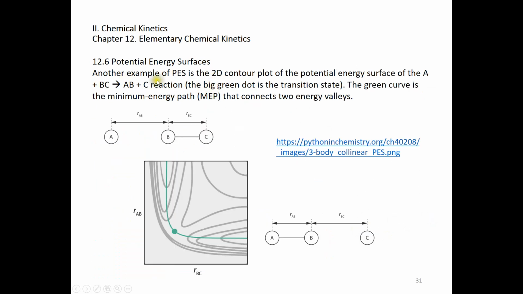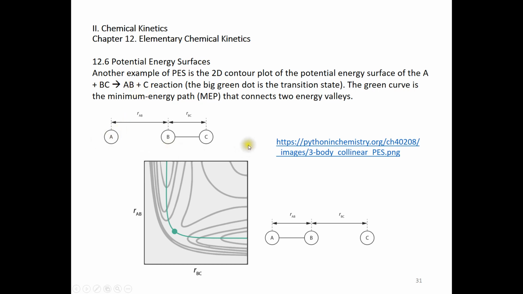Here's another example of potential energy surfaces. Let's look at a reaction from A plus BC to AB plus C. So in the reactant structure, we have a BC bond. A is far away from B and C. And on the product side, we have the AB bond, and then C is far away from AB.